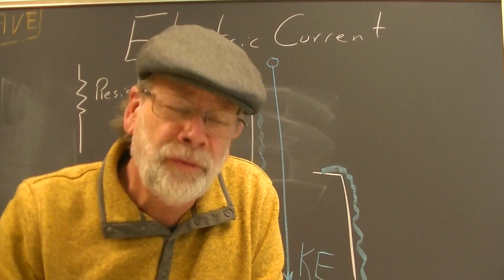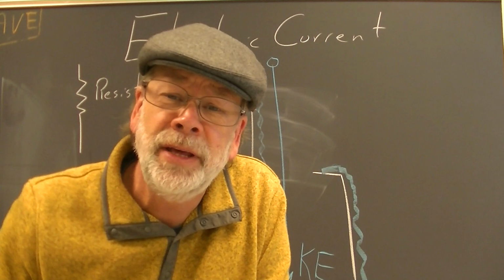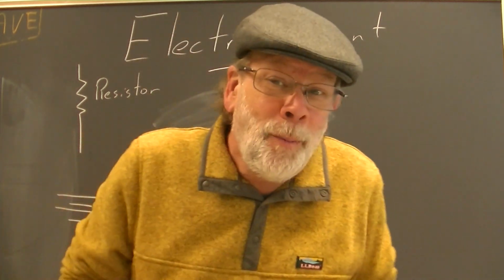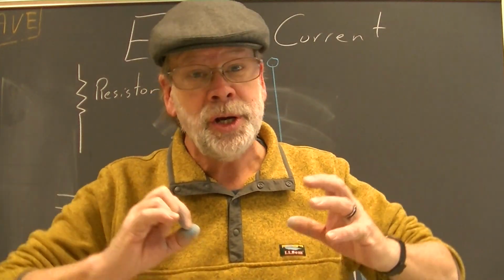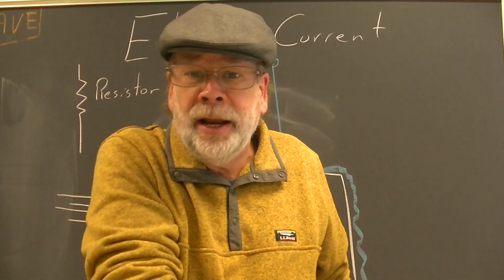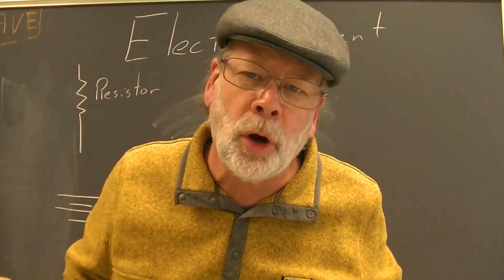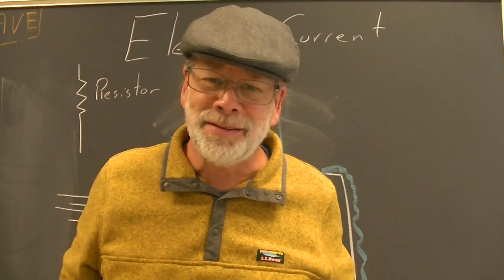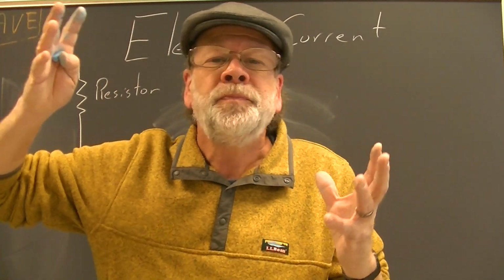The height of the waterfall is related to the electrical concept that we call voltage. Voltage is how much energy you've put into each chunk of electricity. Now, a chunk of electricity, instead of a gallon of water, we have a coulomb of charge. Remember that 6.25 times 10 to the 18th electrons? A lot of stuff, a lot of electrons.